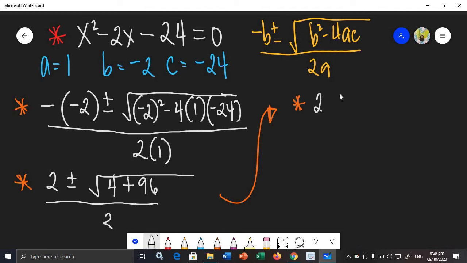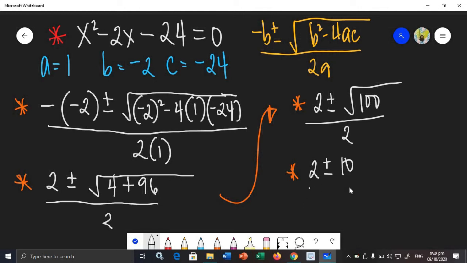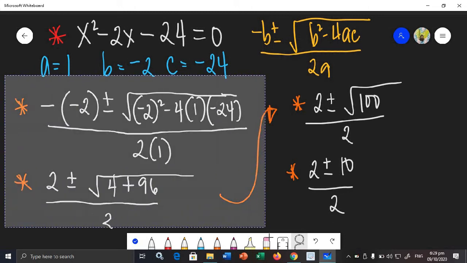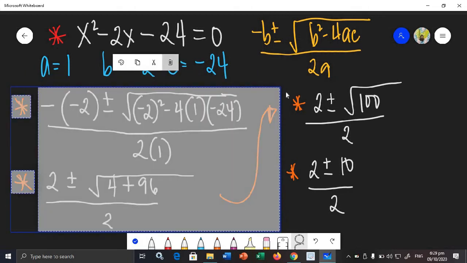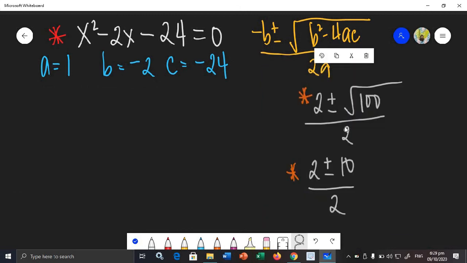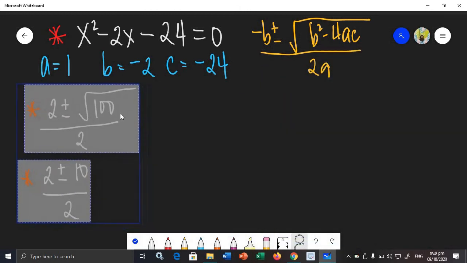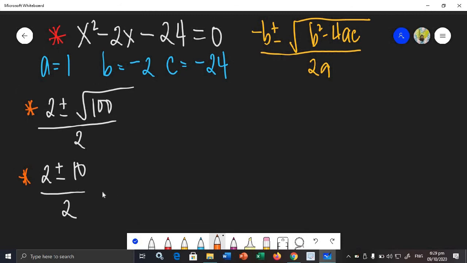And then we will have 2 positive negative 4 plus 96, that is 100 all over 2. Then the solution will become 2 positive negative, the square root of 100 is 10 over 2. So I'm just going to delete this part of the solution para magkaroon tayo ng space. So yan na yung solution natin, di ba? So I'm just continuing the solution here.